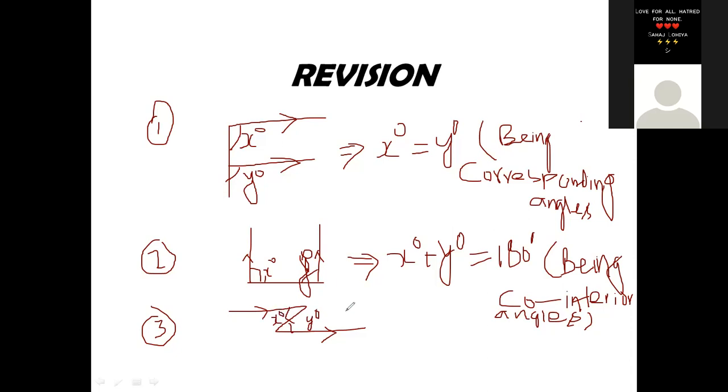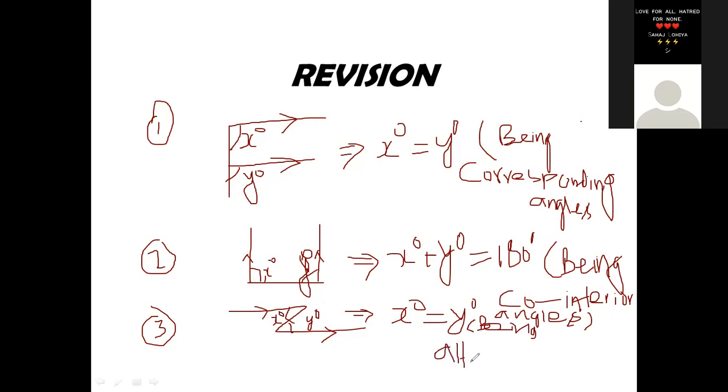X degree equals y degree. You are right. X degree equals y degree. Why do they become equal? Being alternate angles. Good, right reason. Being alternate angles, write it here in the reason. Okay, children.